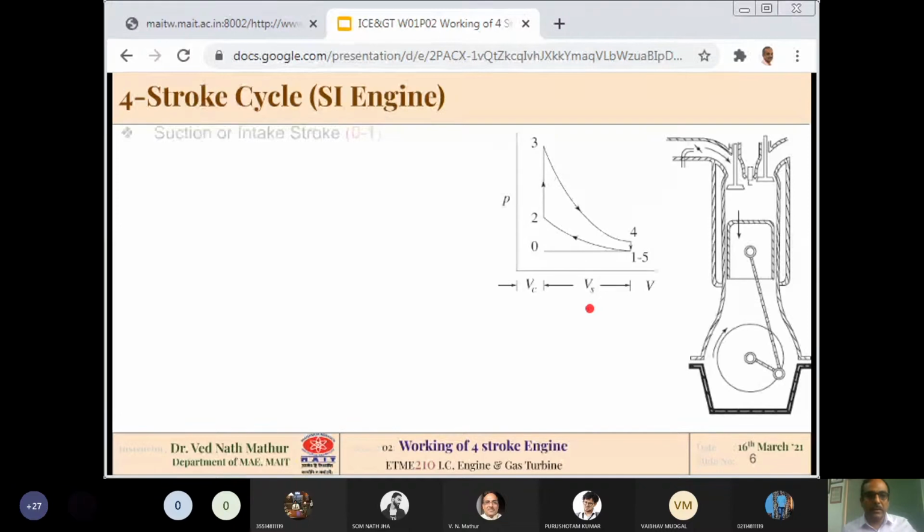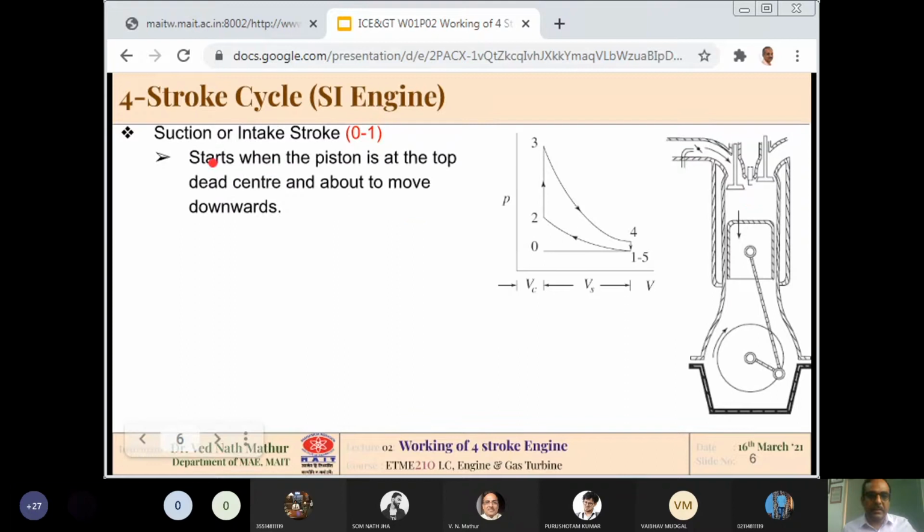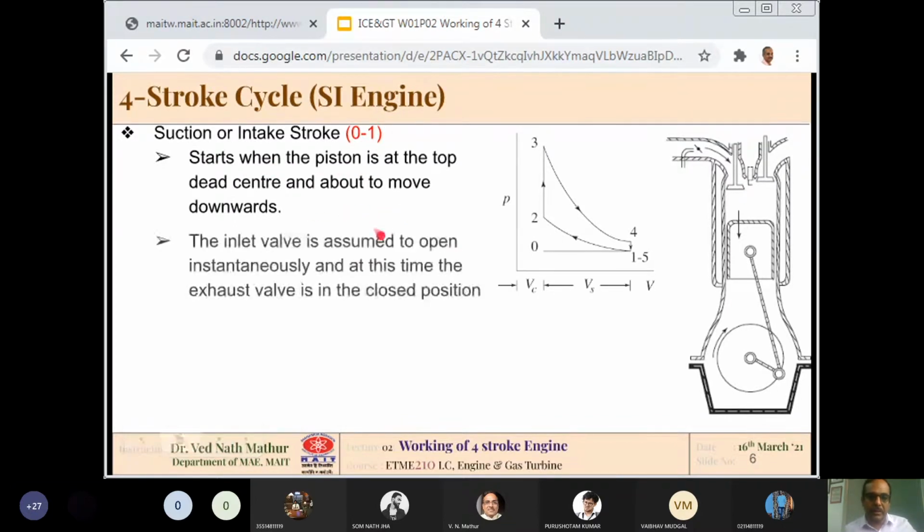So what happens in the suction stroke? Volume changes from Vc to Vc plus Vs. So 0 to 1 is the suction stroke. The piston moves in the downward direction. Inlet valves open up. Fresh air-fuel mixture enters the cylinder. So the suction stroke starts when the piston is at the top dead center and about to move in the downward direction. Now this is a theoretical diagram, so it is assumed that the inlet valve opens instantaneously, and at this time the exhaust valve is in a closed position. This is open and this exhaust valve is closed.